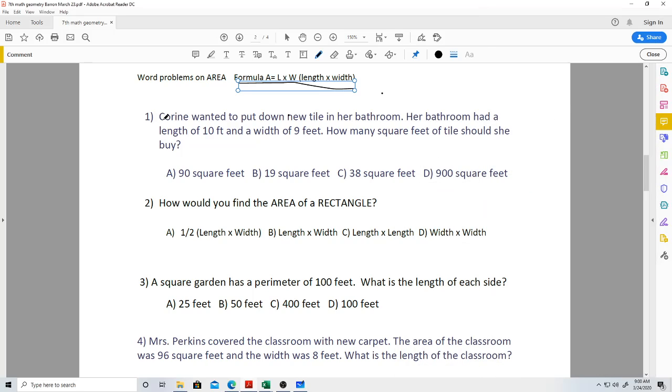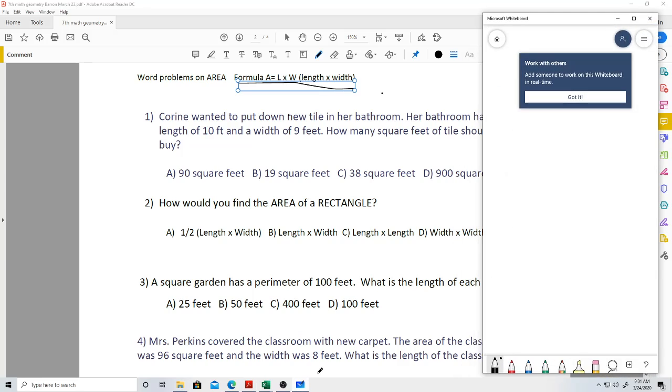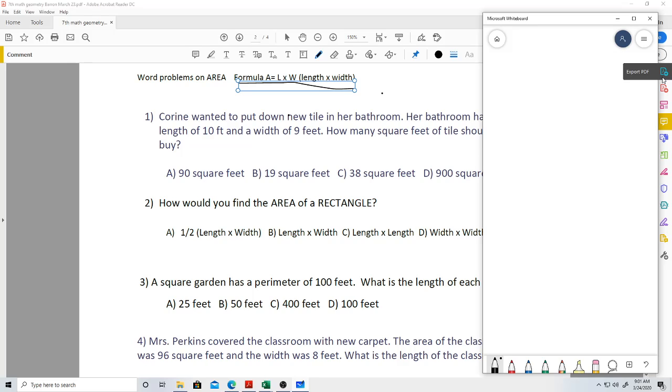All right, so, Corrine wanted to put down a new tile in her bathroom. Her bathroom had a length of 10 feet and a width of 9 feet. How many square feet of tile should she buy? And then, there are your numbers. Now, we don't have to really draw here. But if we want to, we can, right? Rectangle. My beautiful rectangle.